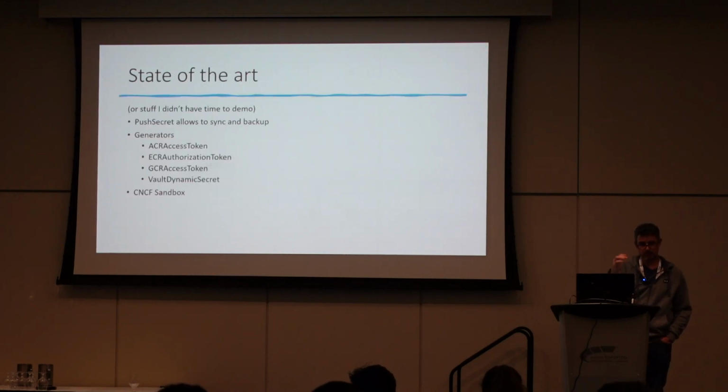So yeah, stuff that I didn't have time to demo. The push secret, I did show it. Generators, we have more. I showed you just the password, which is the simplest one. But the really exciting ones are ACR, access token, ECR, and GCR. And Vault Dynamic Secret, which actually allows you to create AWS credentials dynamically. So we have those up and running.